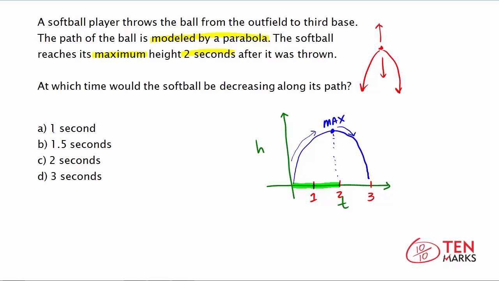Let's look at the options. 1 second, no. You know that that point falls within the path where the ball is increasing. 1.5 seconds is still in that increasing time. 2 seconds is the maximum. So that means 3 seconds is the correct option here, because at 3 seconds, we know that it's past the maximum and the ball must be decreasing, either towards someone's glove or it's going to hit the floor. In this lesson, you've learned a little bit more about the properties of quadratic functions. Thanks for watching.